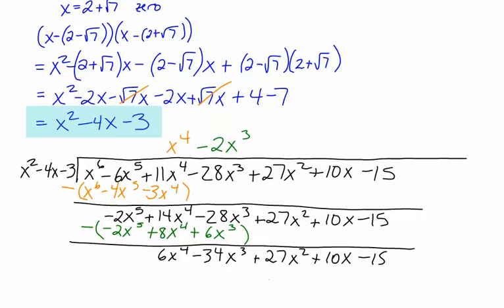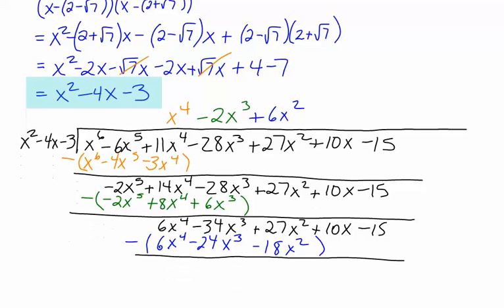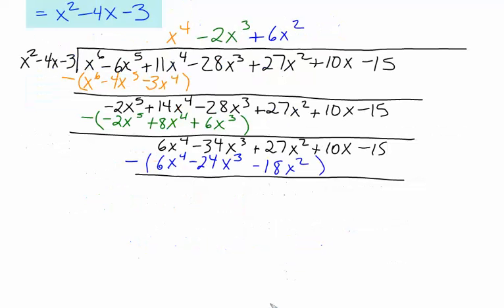And then we're going to repeat this process. So 6x to the 4th divided by x squared would be a 6x squared. Multiply through: 6x to the 4th minus 24x cubed. Oh, that's going to be kind of nice there. Minus 18x squared. Make sure that we're subtracting accordingly. And just watch for silly mistakes as we go. Remember, this should divide evenly. So at the very end, we should have a remainder of 0. It's a nice double check as we're doing this.